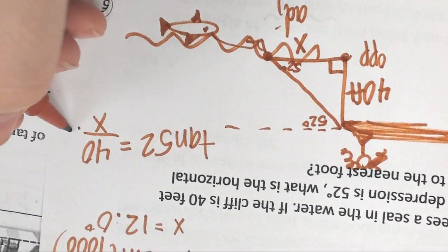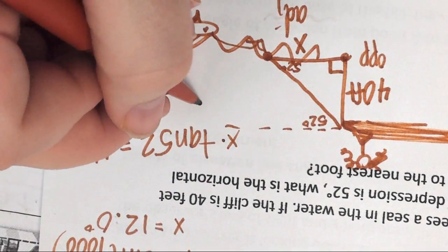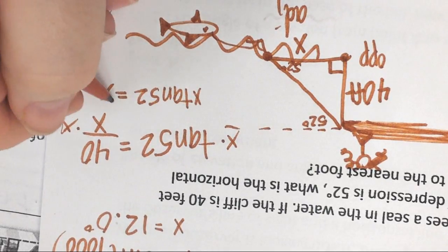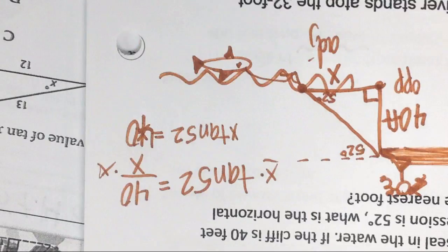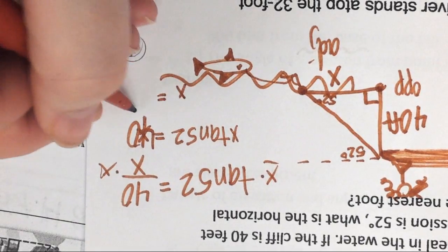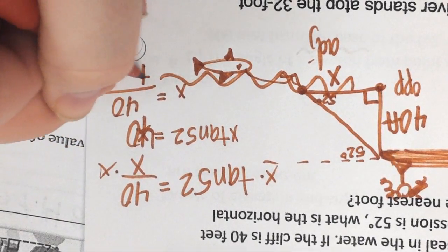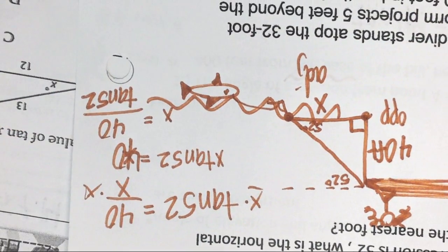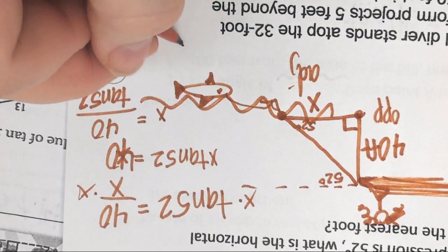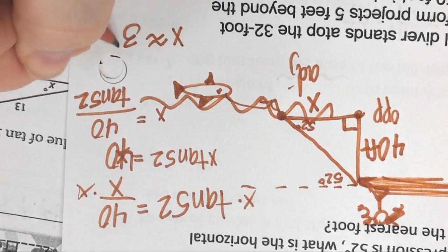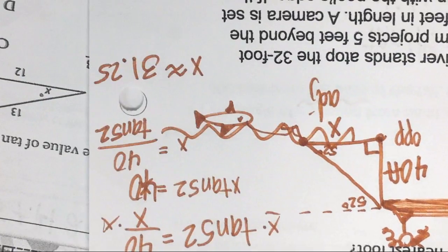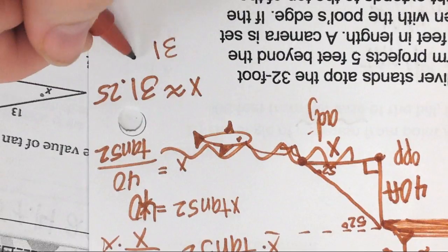I multiply both sides by x. I have x tan 52 equals 40, and by now you've done enough of these in your head that you realize you take your number, 40, and you divide by tan of your angle, so tan 52. So what is 40 divided by tan 52? Thank you, Kevin, for humoring me anyway. 31.1? It said to the nearest foot, so I'm just going to say 31 feet.